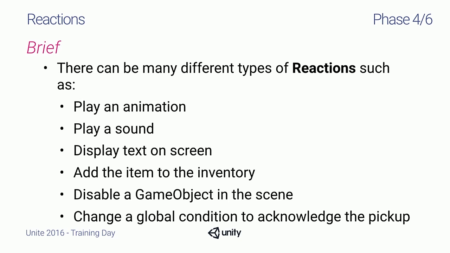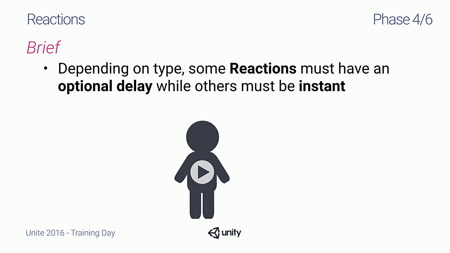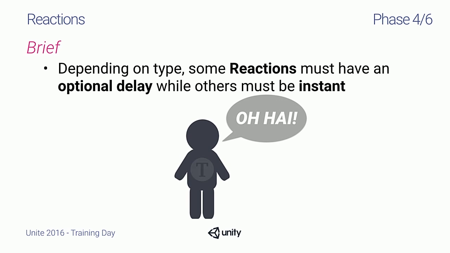There can be many different types of reactions, such as play an animation, play a sound, display text on the screen, add an item to the inventory, disable a game object in the scene, and change the global conditions to acknowledge a pickup, and more. Any type of reaction, we need to be able to do it. Now, depending on type, some reactions must have an optional delay, whereas others must be instant.